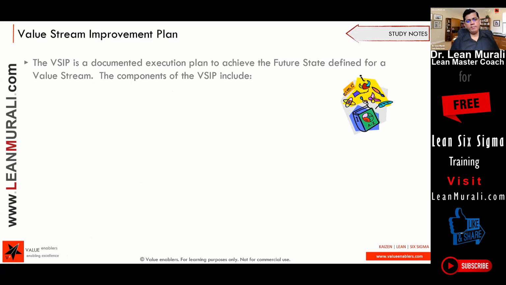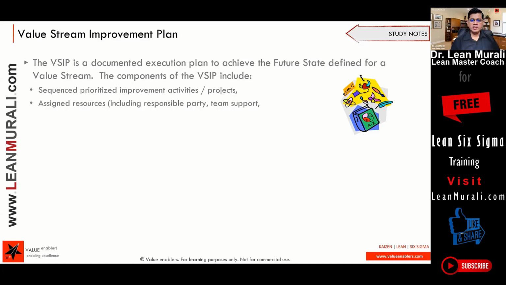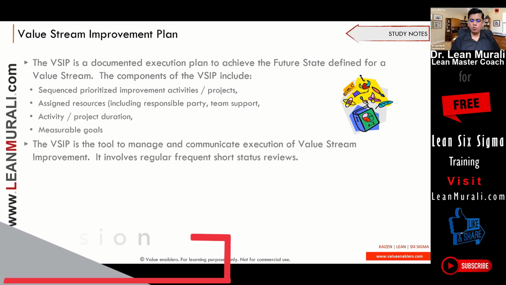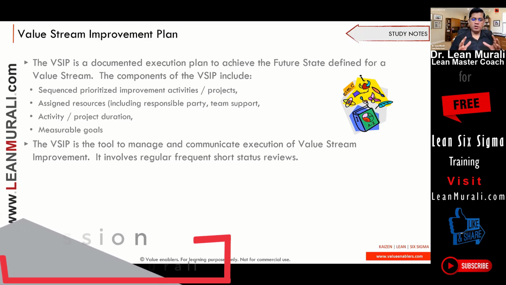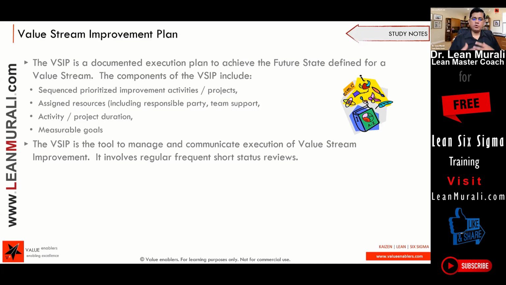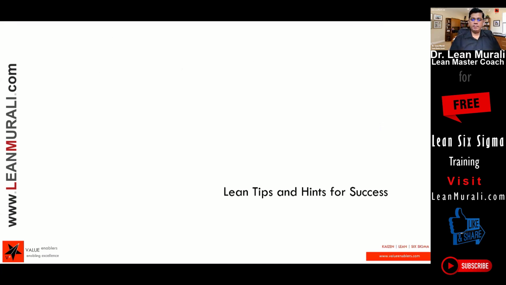So the value stream improvement plan is nothing but a documented execution plan. This is what the company wants, right? They want, okay, show me the plan to achieve the future state. There are different components. You have the prioritized improvement activities in the form of projects, and you have very clear assigned team support, the parties who are assigned to this project, duration, everything is very clear in this, and measurable goals are clear. And it's also a tool. It's one page, like a Gantt chart, we call it, to communicate how you're going to execute this project.